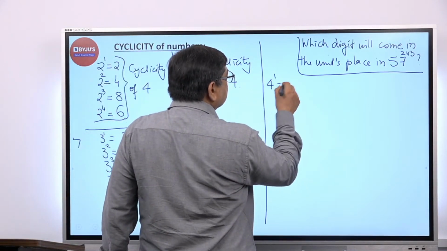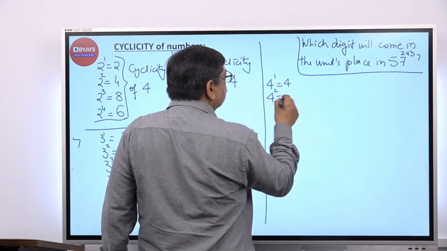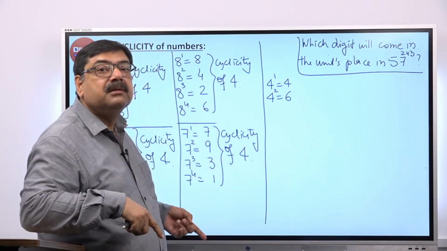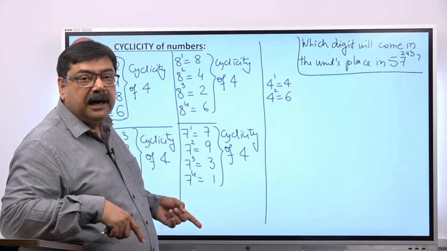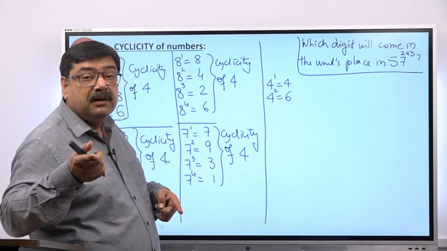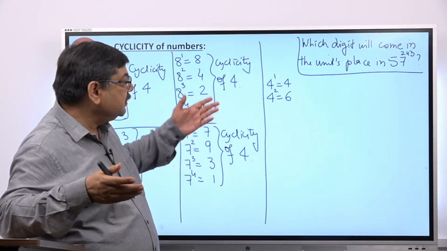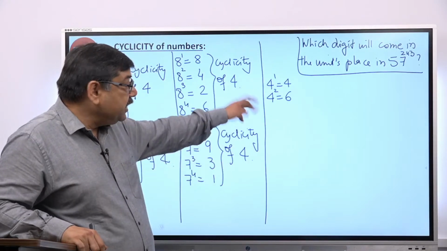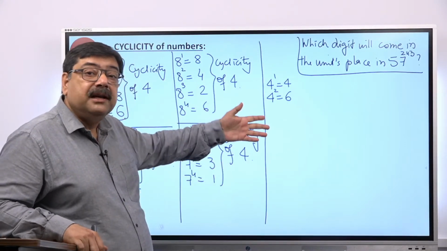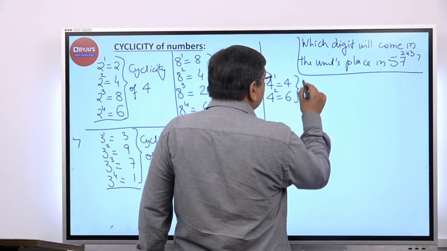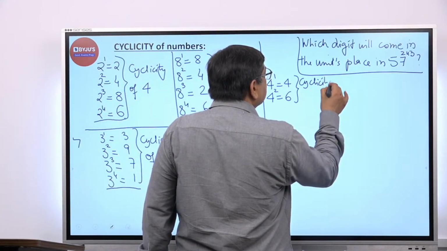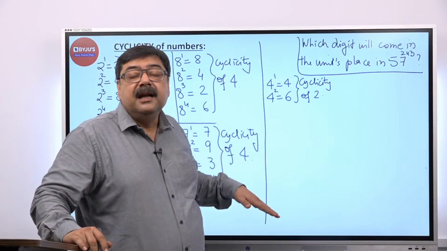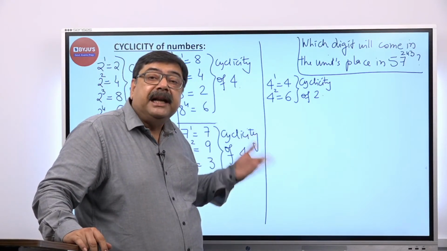So 4 power 1 is 4. 4 power 2 is 16. Again 4 power 3 is 64. Again 4. Is it or not? And then again 4 power 4 is nothing but, let us say 256. So again 6. So now here you see 4, 6, 4, 6, 4, 6 will keep on repeating. So here for 4, it is a cyclicity of 2. That is, after every second power, the units digit will keep on repeating itself.